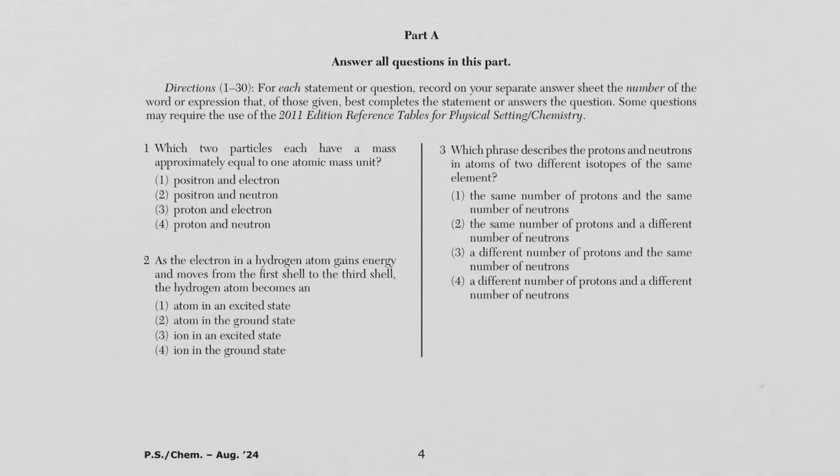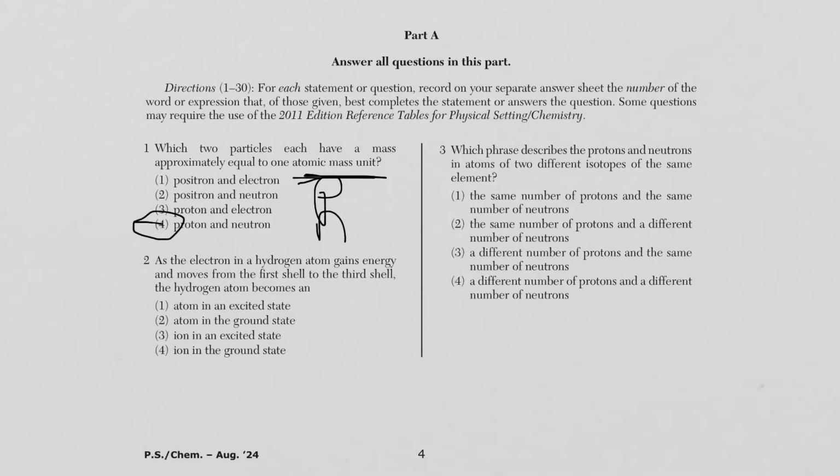And with that, let's check out question 1. It says, which two particles each have a mass of approximately 1 atomic mass unit? In chemistry, for 1 atomic mass unit, that's a proton and a neutron. That's what gives an atom its mass. Electrons do have some mass, but it's about 1/2000th the mass of a proton or a neutron. So essentially, we set it at 0. The answer here then is going to be choice 4.